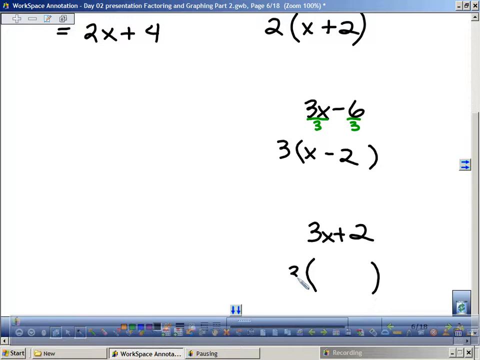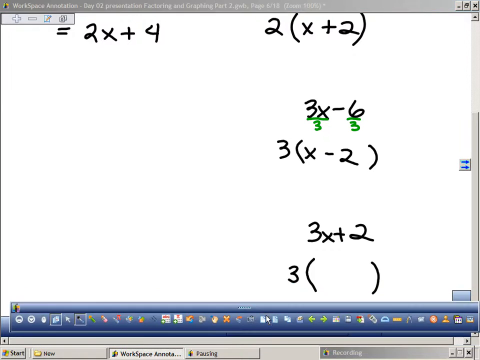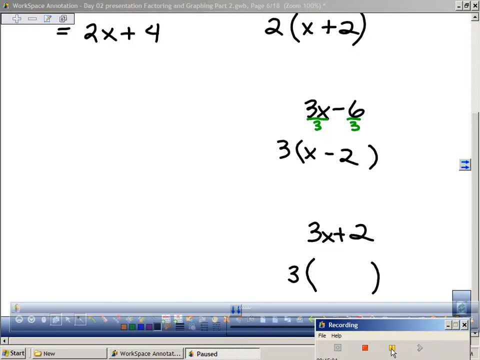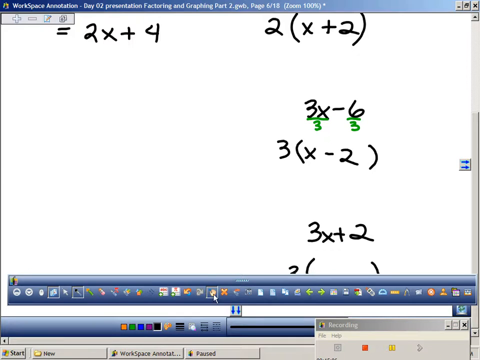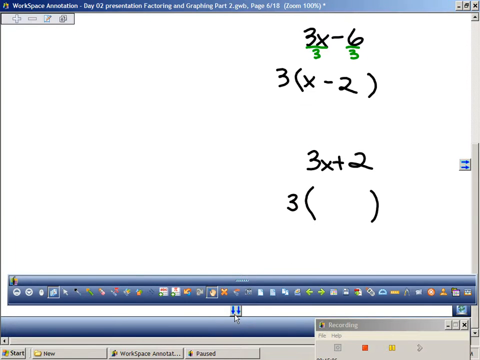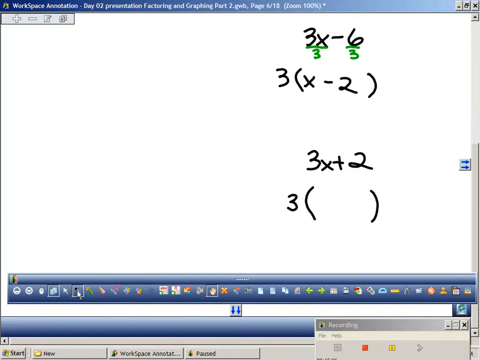I want to pull out a 3. That's the coefficient. I want to pull it out. All right, we're at almost 100% on a concept that's not really that easy. I'm very happy right now.